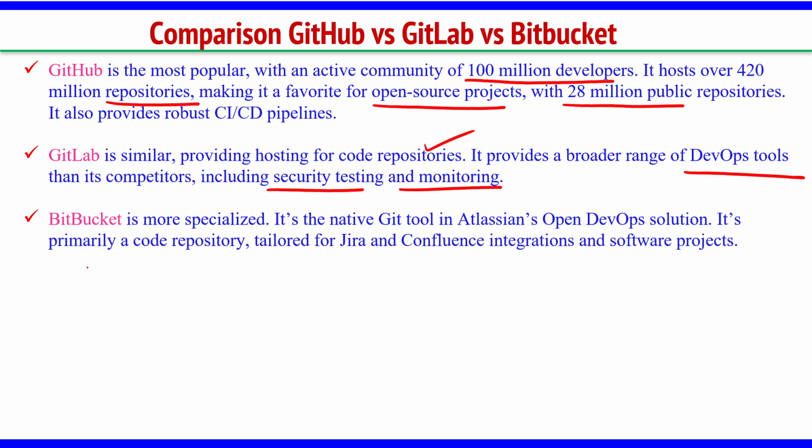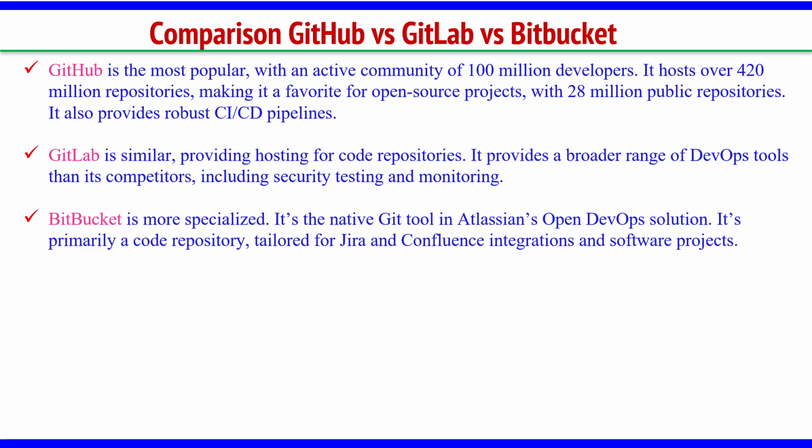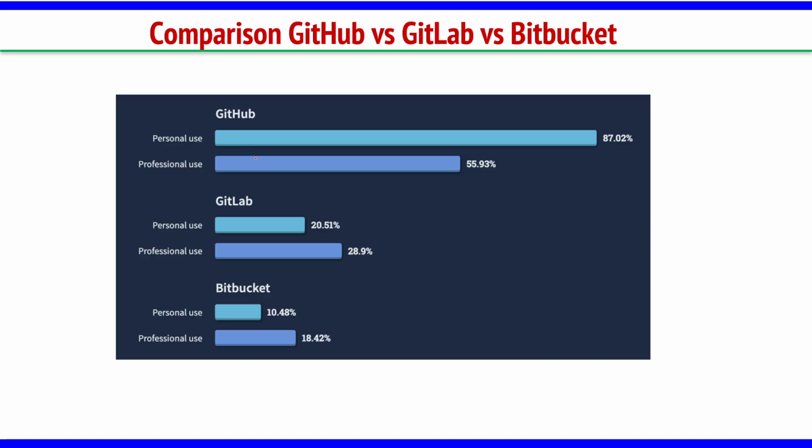Whereas BitBucket is more specialized, it is private, mainly for certain kinds of projects only. It is primarily a code repository tailored with Jira integrations, Confluence integrations and software projects. So, almost the same, but all three have different purposes. But the interesting part is here.